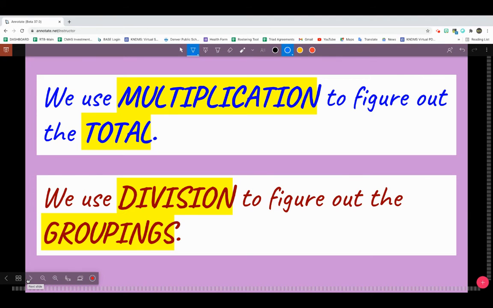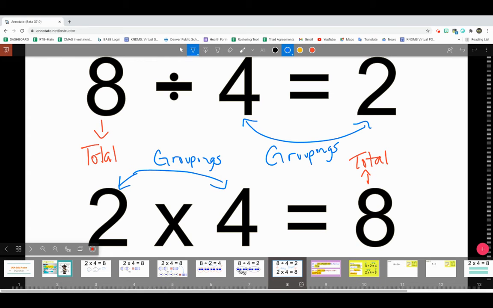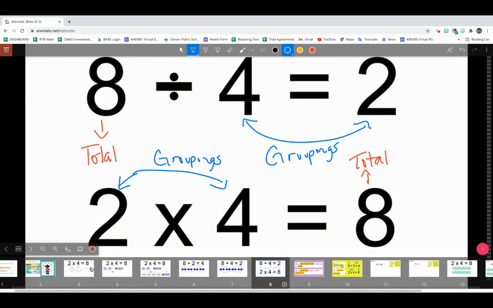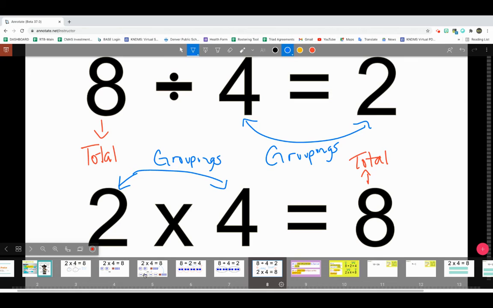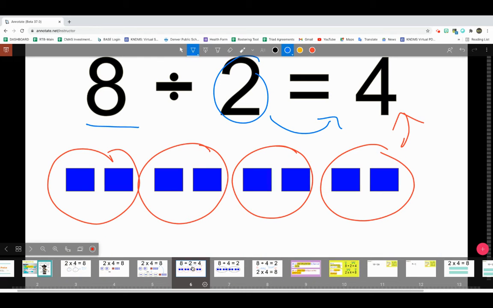So let's take into account why we use multiplication, why we use division. As I mentioned before, when we were looking at the previous one, let me just pull this up. When I am multiplying, I'm trying to figure out the total. How much do I have in total if I have so many groups and I have so many in each group? When it comes to division, they give me the total.